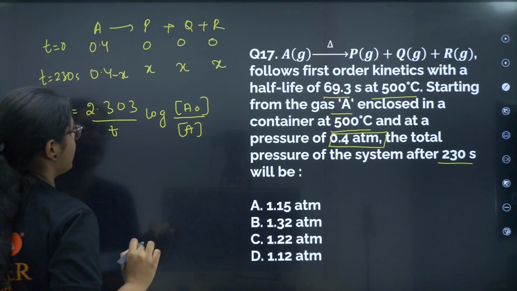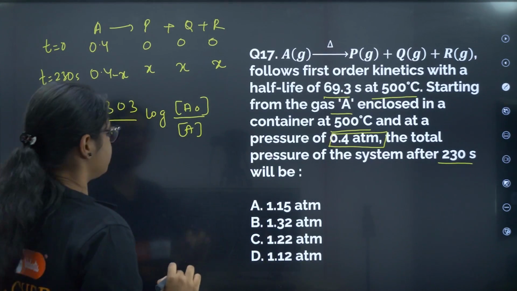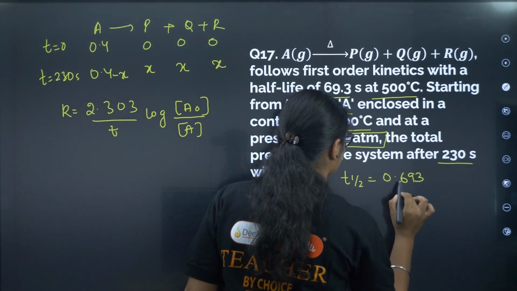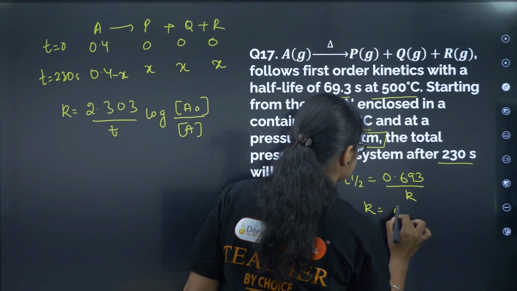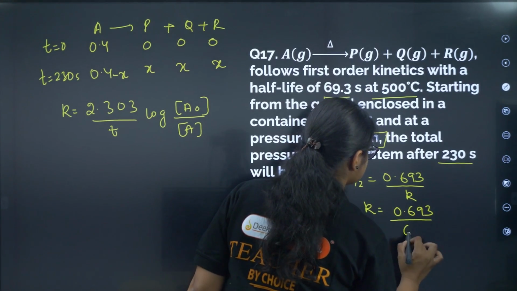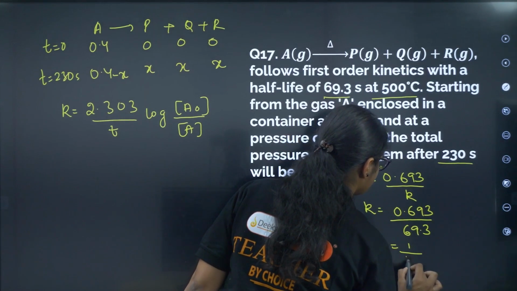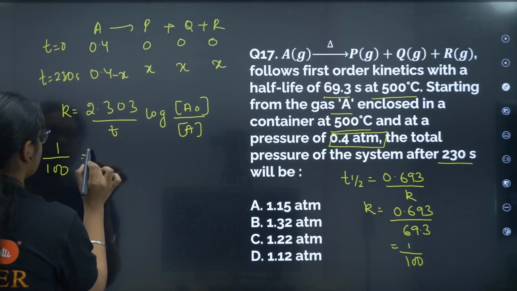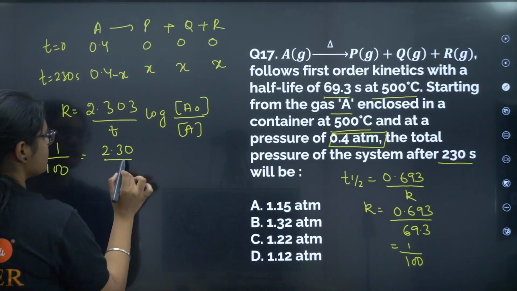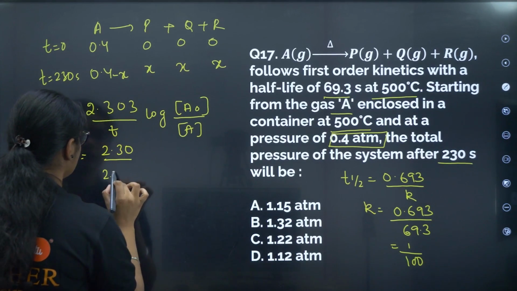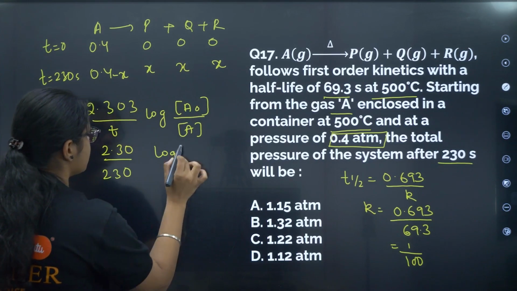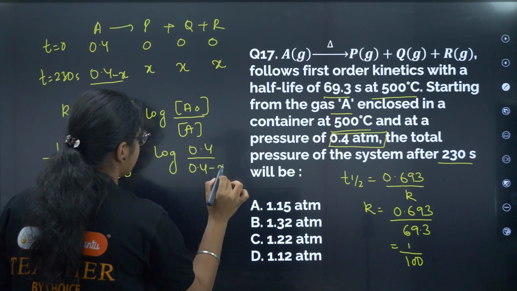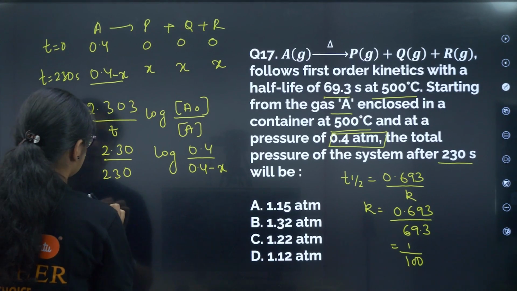Okay, here we can see some calculation. Half-life is given and we know for first order T half is equal to 0.693 by K. So what will be K value? 0.693 by 69.3. So this value will be 1 by 100, right? So I'll put in case of K 1 by 100 and 2.30, I'll just take 2.30 so that my cancellation part will be easy, and 230 seconds log of, what is A naught value? 0.4, and what is A value after 230 seconds? 0.4 minus X.